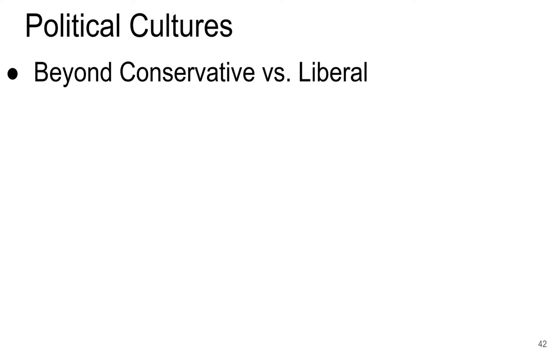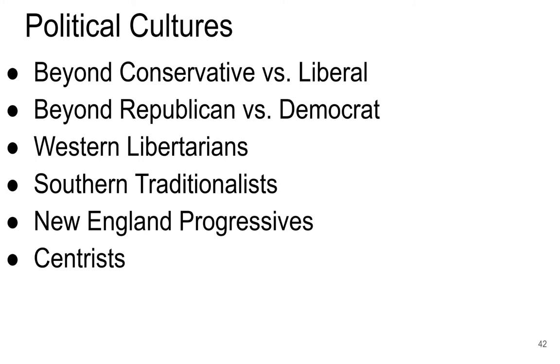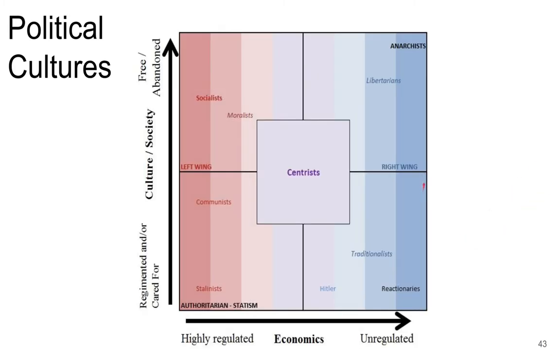Political cultures. You've probably seen the political square or taken one of those political self quizzes. Often in this country, we break things down into conservative and liberal. Often we break it down into Democrat and Republican, but politics is often far more nuanced, far more subtle than just black and white, conservative, liberal, Republican, Democrat. So, for example, there's Western libertarians, Southern traditionalists, New England progressives, centrists. Here's that. How much power over economics should the state have? Heavily regulated, unregulated? And then how much control over society should there be? Should society be strictly controlled, or should people be free to do whatever they want within that society?